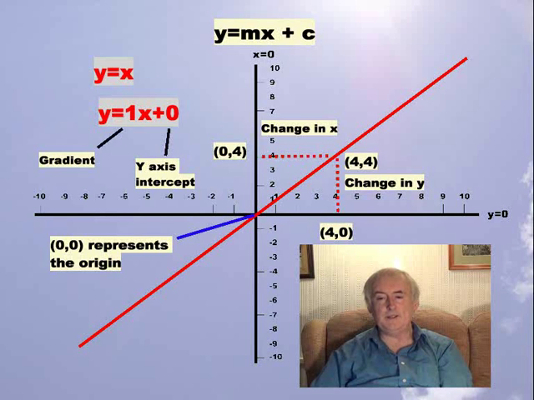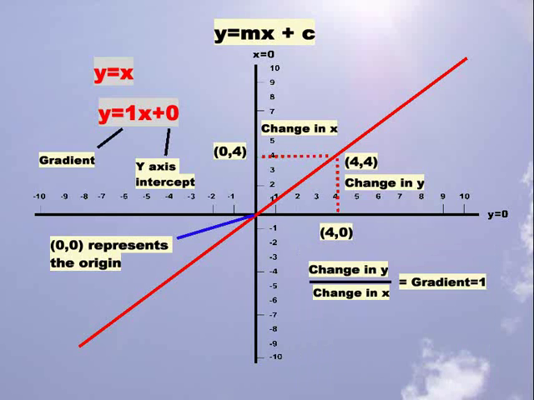Our first example is the equation y equals x. Firstly, we know that c equals 0, so the y-intercept is right through the origin. Secondly, when x equals 4, then y equals 4. And with this information in mind, we are able to draw the straight line. Now what is the value of the gradient? Well, think of the equation as y equals 1 times x.